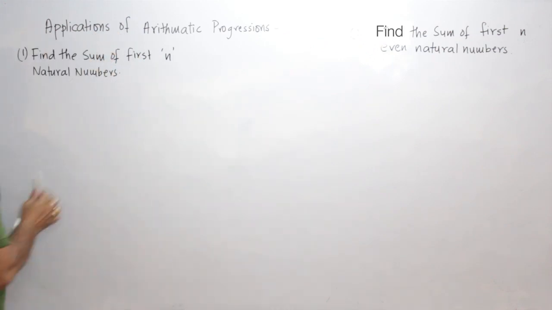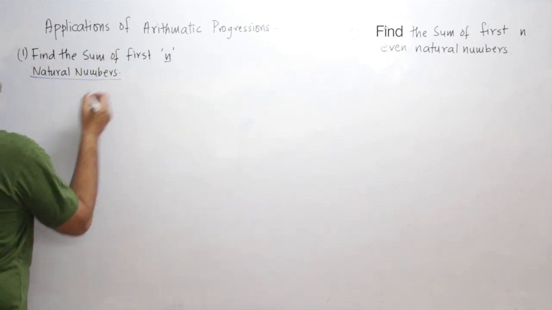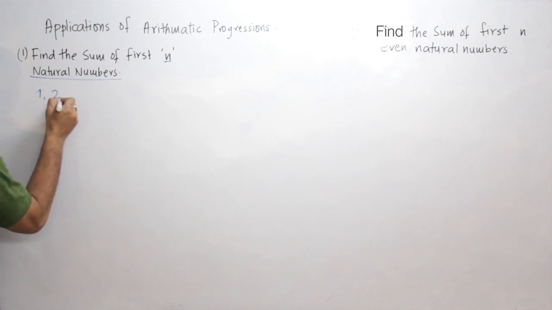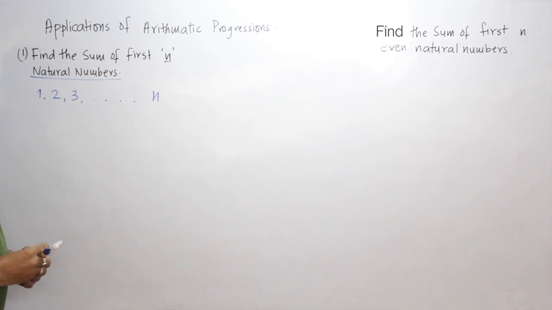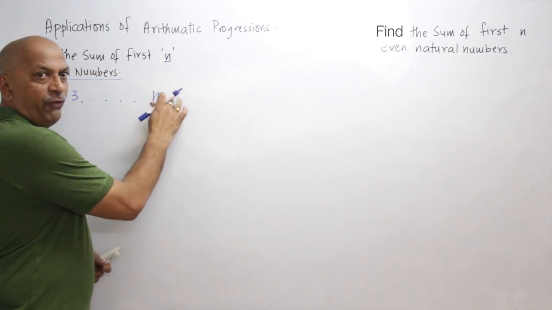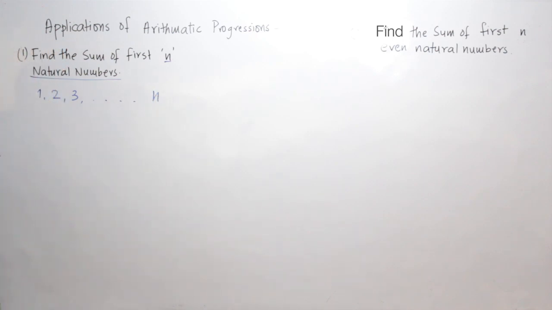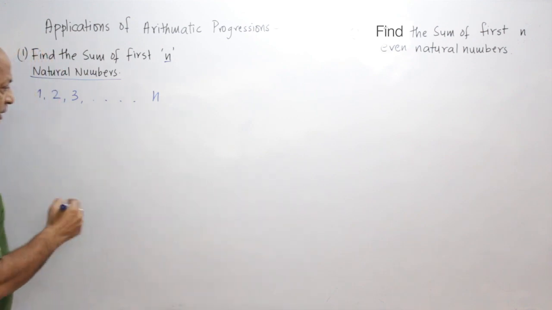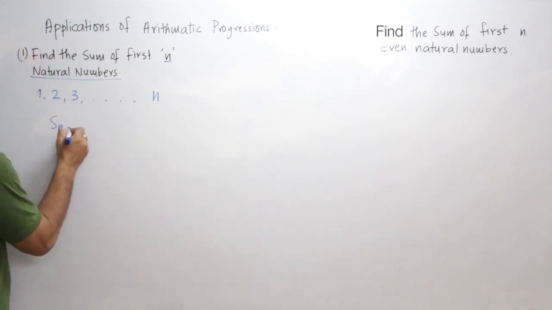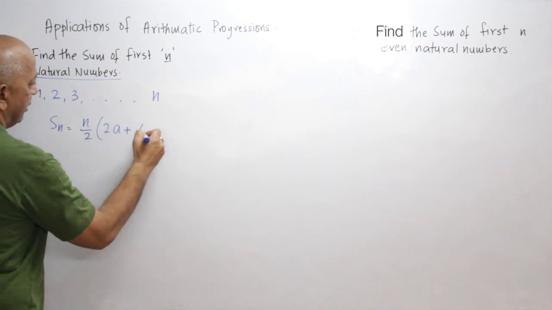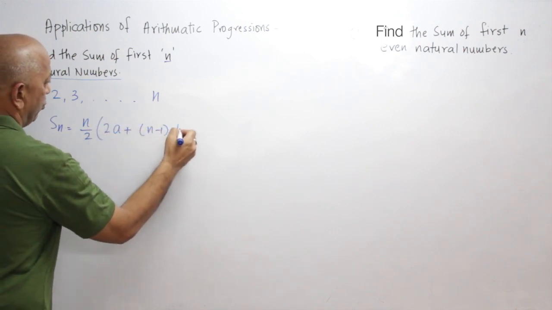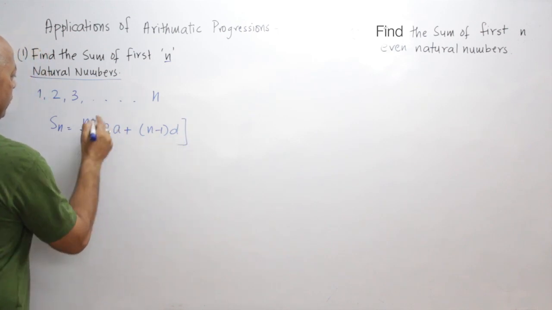So first n natural numbers. Natural numbers start from 1, 2, 3, likewise to n. We have to find the sum of n. So sum चे आपल्याकडे दोन formulas आहेत. Sn is equal to n by 2 into bracket 2a plus n minus 1 into d. So this is the first formula.